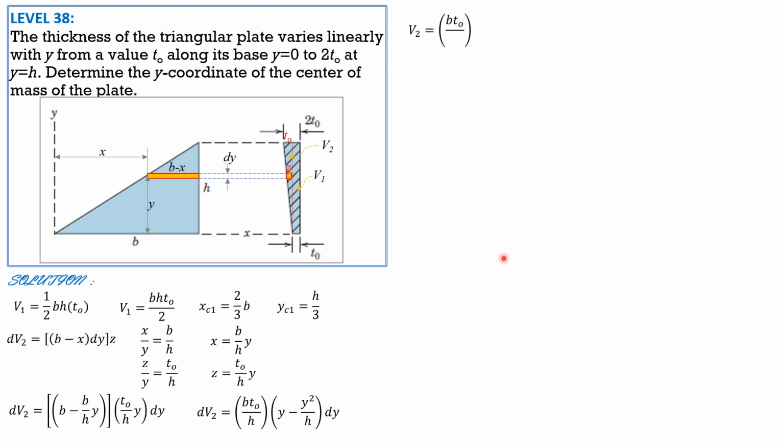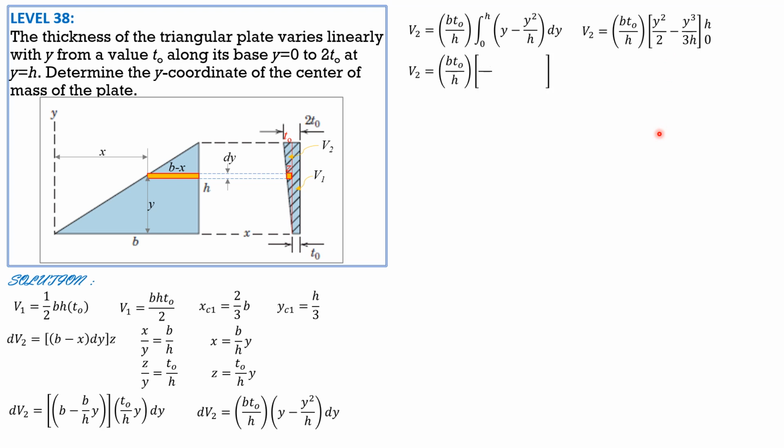Integrating, V2 equals b t sub o over h quantity, so integral from 0 to h of y minus y squared over h dy. So V2 is b t sub o over h quantity y squared over 2 minus y cubed over 3h from 0 to h. Substituting, V2 equals b t sub o over h quantity h squared over 2 minus h cubed over 3h. So these are like terms, minus lower limit, everything will be 0. So 1/2 minus 1/3, 1/6 of h squared times b t sub o over h. So V2 is b t sub o h over 6.